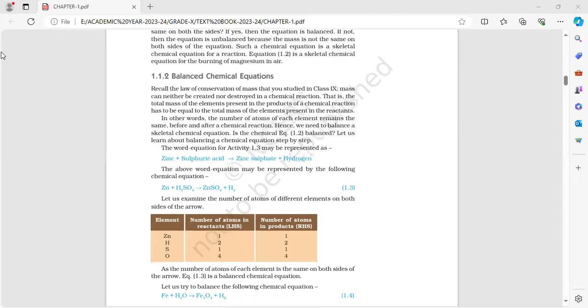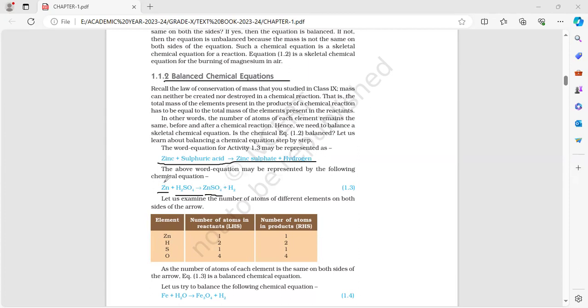So the next topic is how to balance. First, the word equation will be written using chemical symbols. Okay, fine. Next, activity 1.3: zinc plus sulfuric acid, H2SO4, gives rise to zinc sulfate.